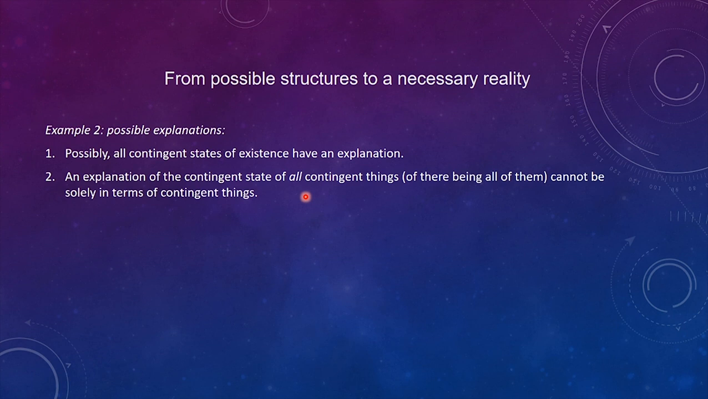Now, if we want to be more modest, we could say that at least it's possible for there to be an external or non-circular explanation of any particular contingent state of existence. And that will still be enough to give us this conclusion, which is that possibly there is a necessary thing. Because the idea is that an external explanation of contingent things will not be in terms of those contingent things, but will instead be in terms of some non-contingent or necessary thing.